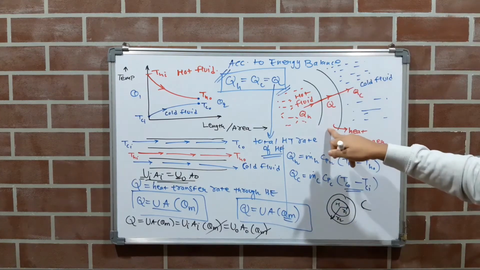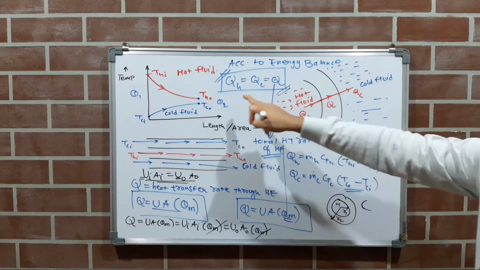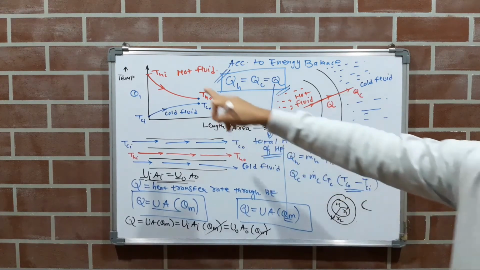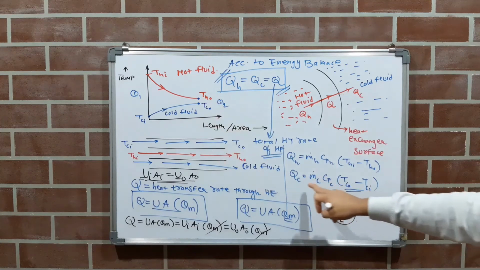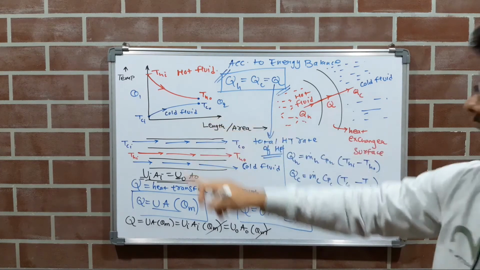So remember, this is the heat exchanging surface. QH is equal to QC is equal to Q. QH is m dot H into CPH into the temperature difference THI minus THO. QC is m dot C into CPC into TCO minus TCI. That is for the cold fluid.